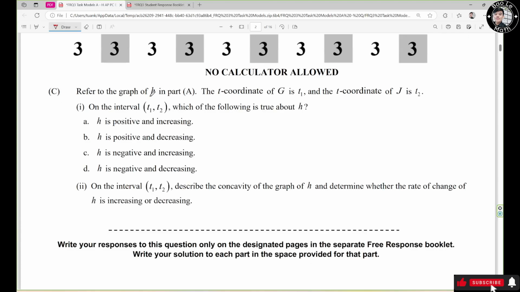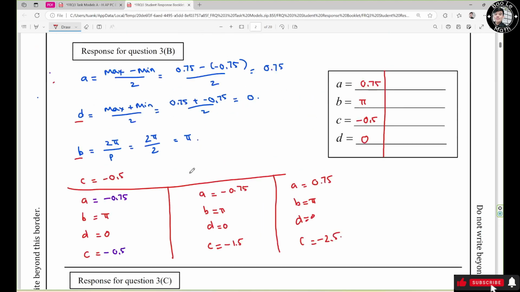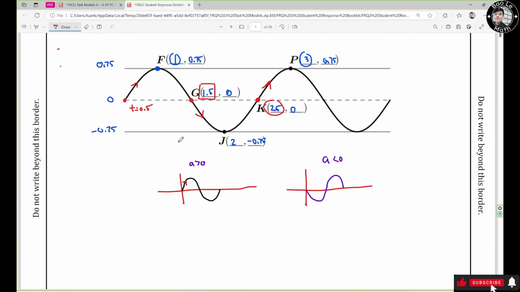Now, let's move on to question C right here. Refer to the graph of the function h in part A. The t-coordinate of the point G is t1, and the t-coordinate of the point J is t2. On the interval t1, t2, which of the following is true about the function h? Now, you need to locate point G and point J. Point G is going to be right here, and point J is going to be right here. So I need to label this interval. It's from here to here.